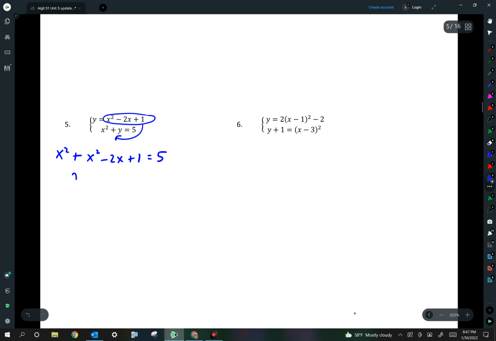So if I combine my like terms, I'm going to have 2x squared minus 2x, and if you think about moving the 5 over, minus 4. Now, when we factor, remember, we always want to look for a common factor first. So I'm going to go ahead and take out a common factor of 2. So x squared minus x minus 2.